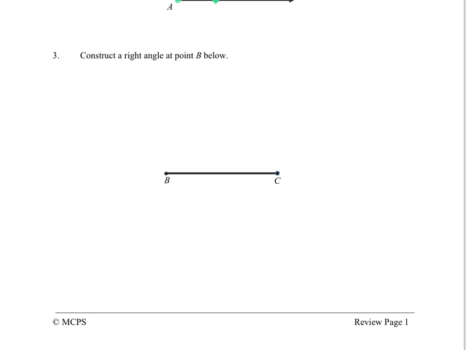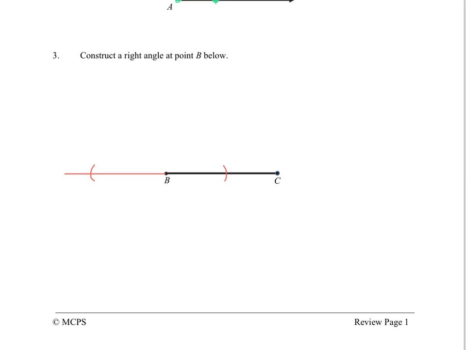Question number 3 asks us to construct a right angle at point B below. So we need to create a perpendicular line that goes through point B. The only construction we know that makes a right angle is the perpendicular bisector. So basically we need to bisect this line through point B, and the only way to do that is to first extend the line in the other direction. Then you're going to take any length that you want with your compass, and from point B as your starting point, you're going to take that same length on both sides.